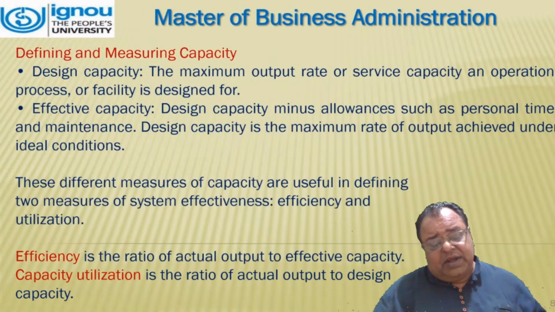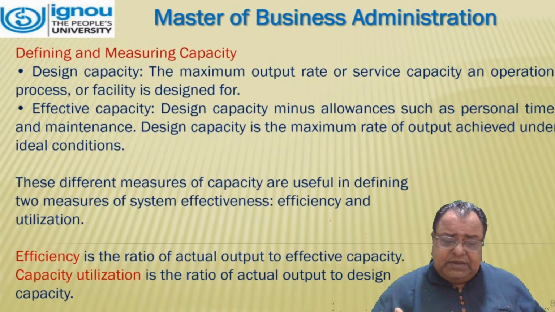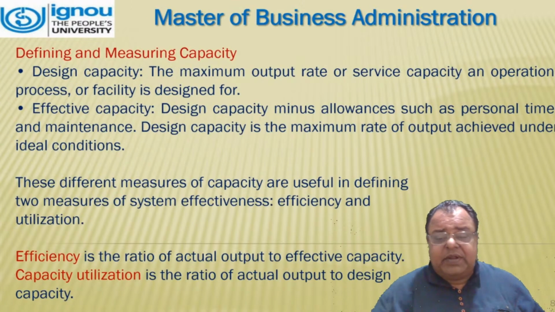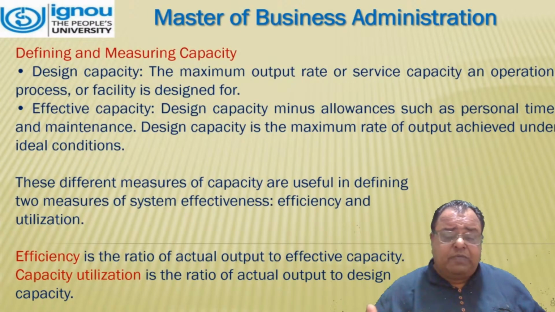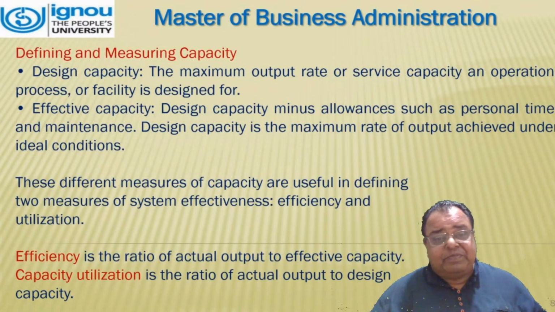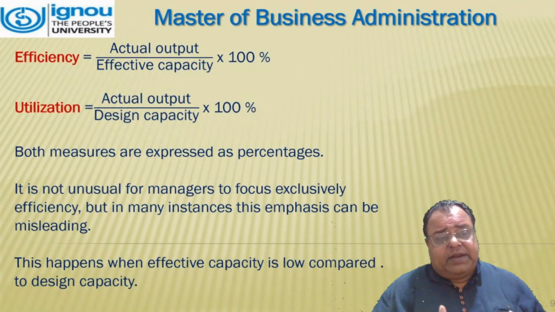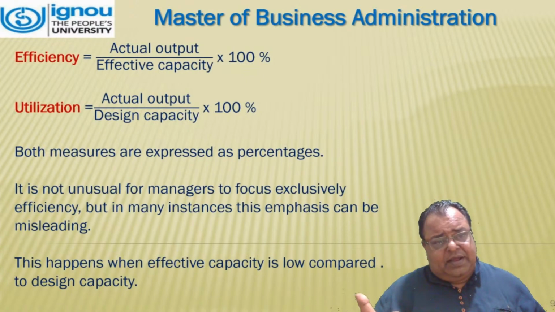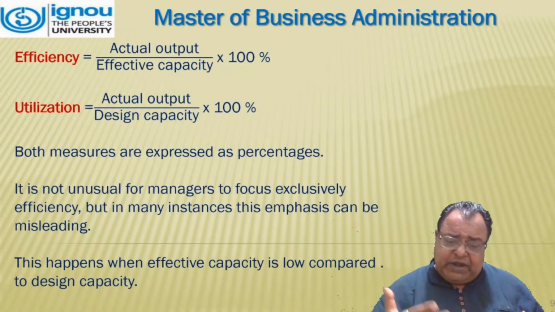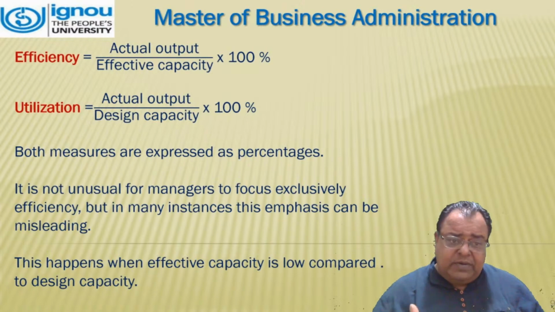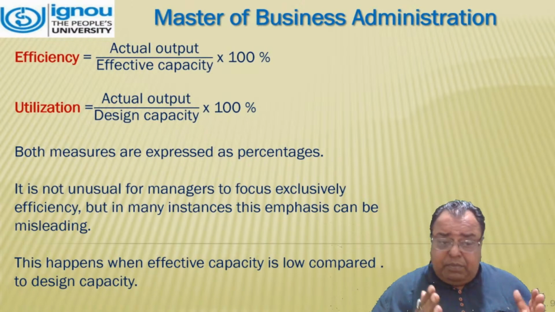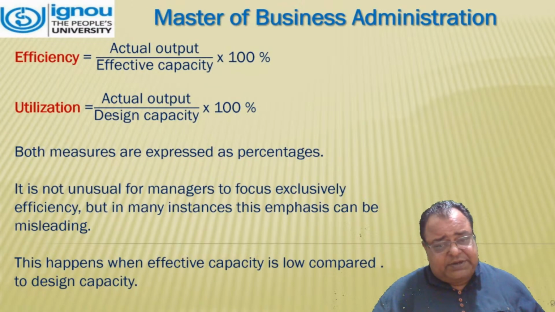Efficiency is the ratio of actual output to effective capacity, whereas capacity utilization is the ratio of actual output to design capacity. Mathematically, efficiency is the ratio of actual output to effective capacity multiplied by 100. That means it will be in percentage. And utilization is actual output upon design capacity. Both measures are expressed in percentage.